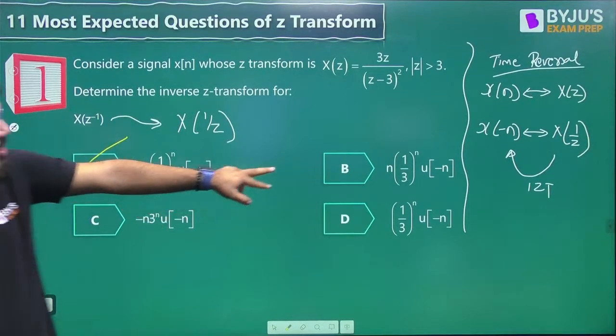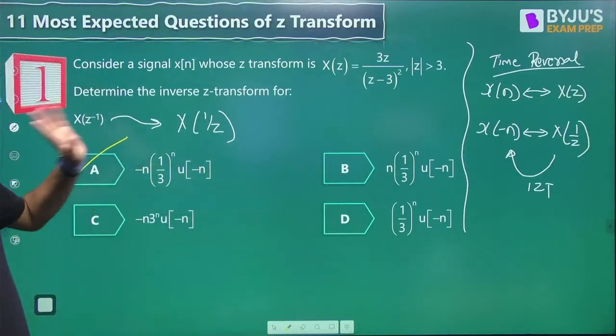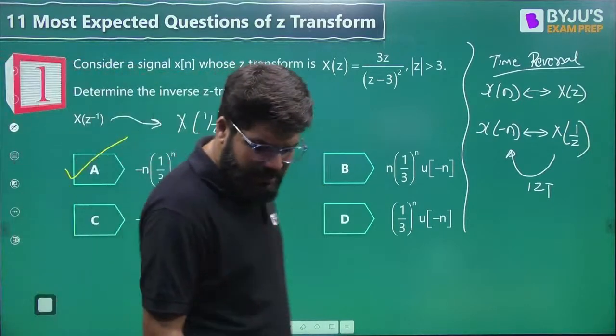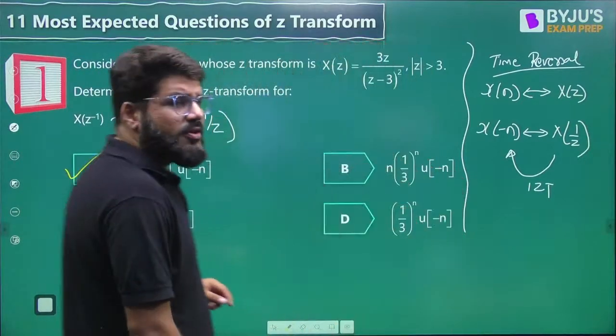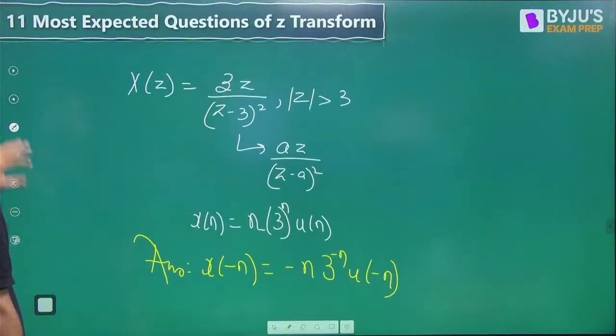वहाँ पे तो n नहीं है. All these are not correct. 3 power minus n is 1 by 3. 3 power minus 1 is 1 by 3. Okay, this is the first question for the day. Let's move ahead to the next one, guys.